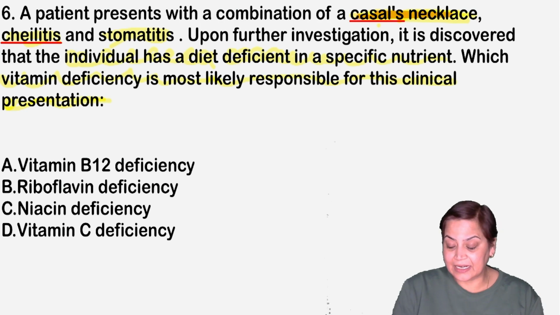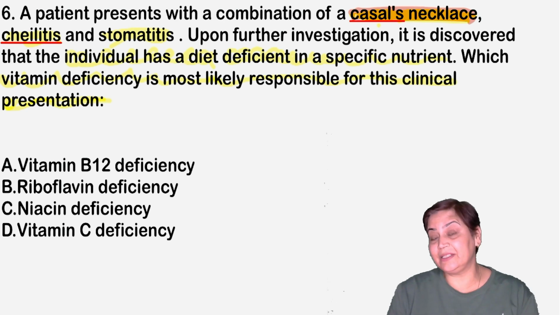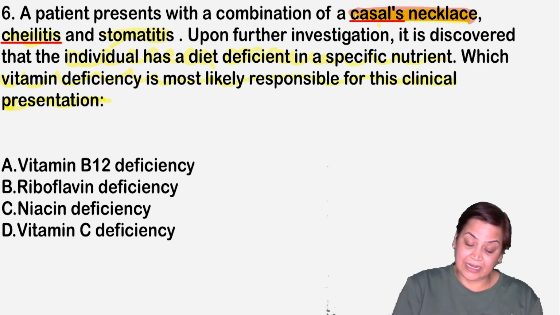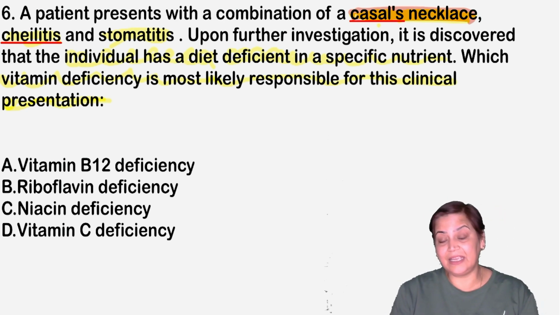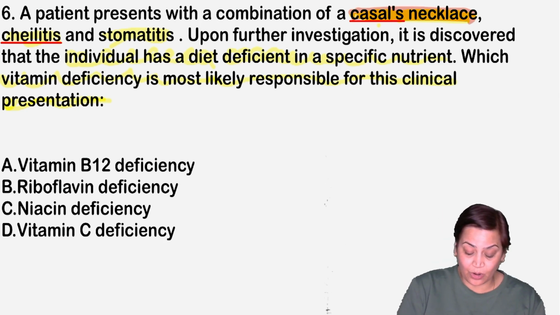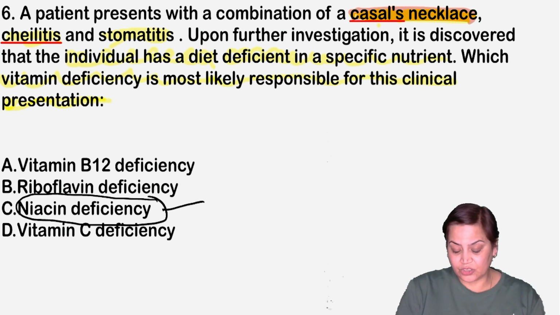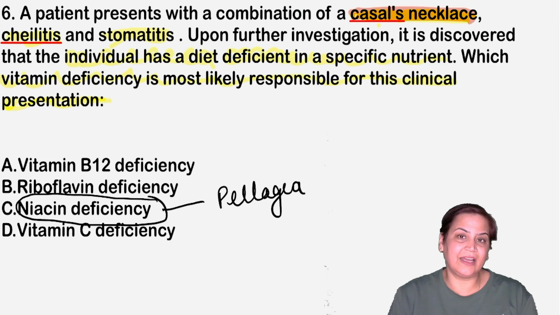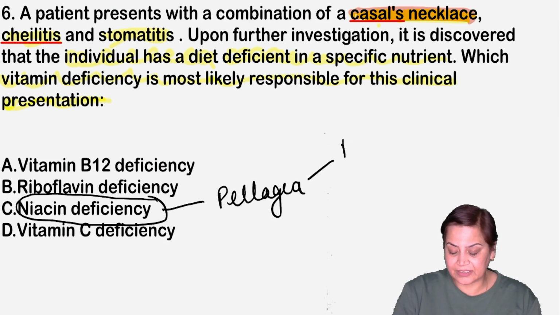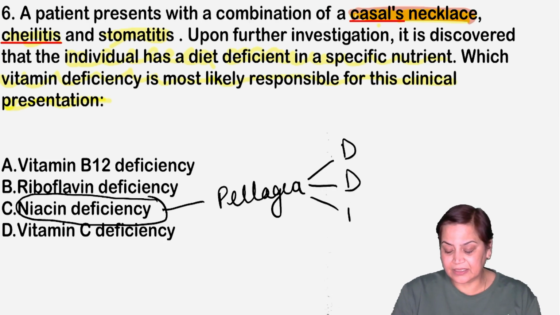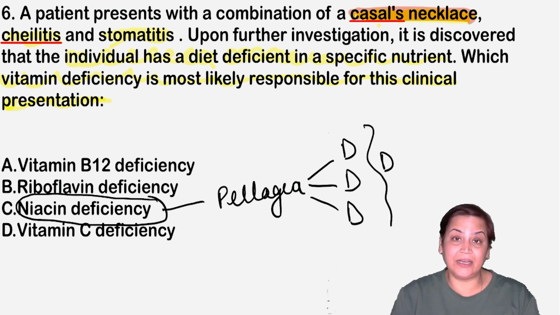Why Casal necklace? Because this is simply photosensitive dermatitis. And if we talk about Casal necklace, it is a characteristic feature of niacin deficiency, which leads to pellagra. And we know that pellagra is characterized by 3 Ds: diarrhea, dermatitis, and dementia, which finally, if left untreated, leads to the final D, which is death.